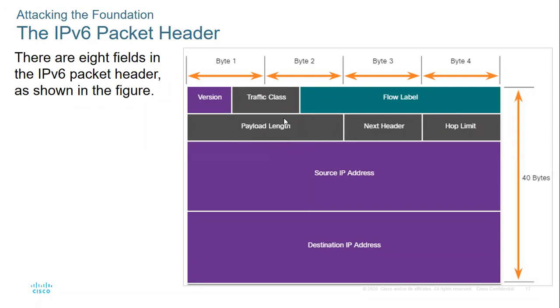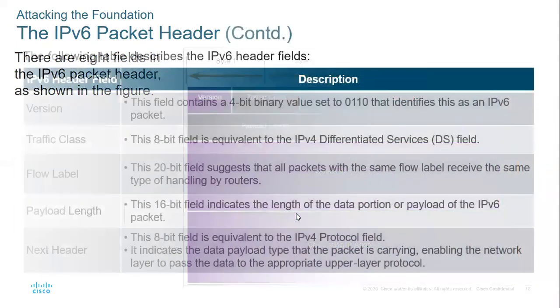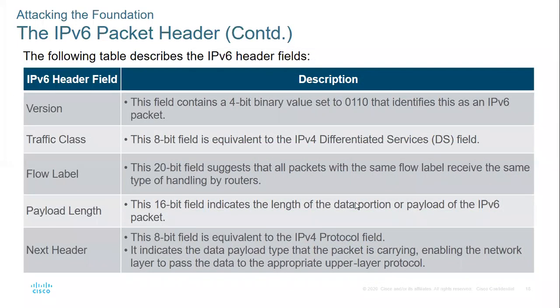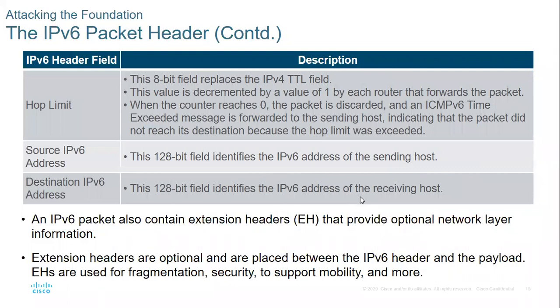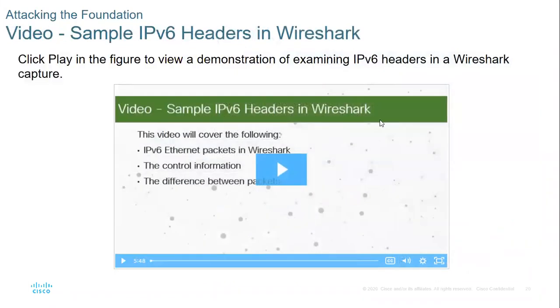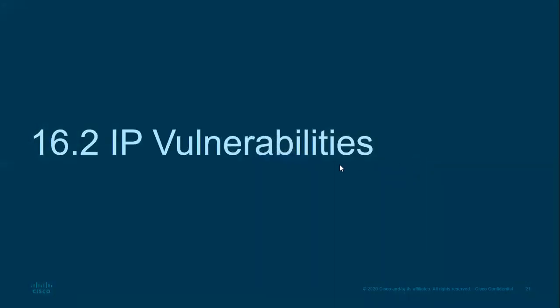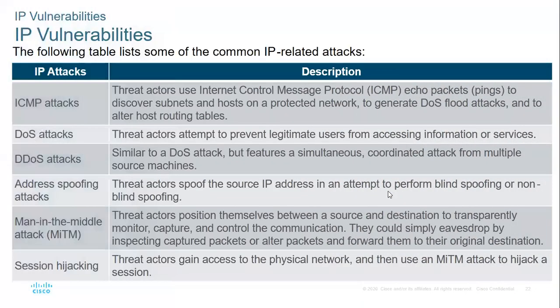Okay, and then we have the payload length. Next header has got to do with, it replaced the protocol. And then time to live was replaced with hop limit. So you see, sometimes they use the word hop instead of the word router. Okay, and of course here we have the source IP and destination IP addresses. So I've talked about all that. Again, you see, we have the video. All right. Section 2 deals with IP vulnerabilities.